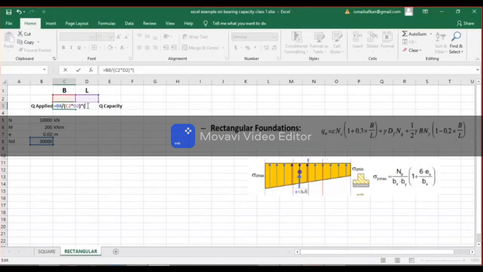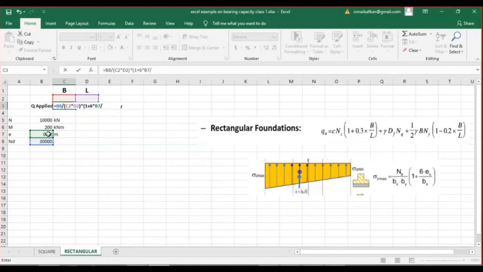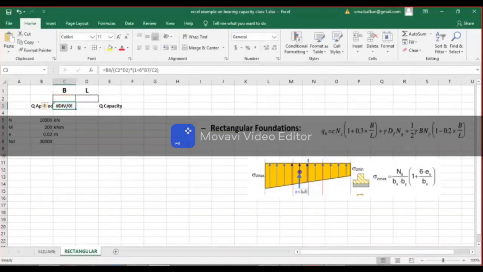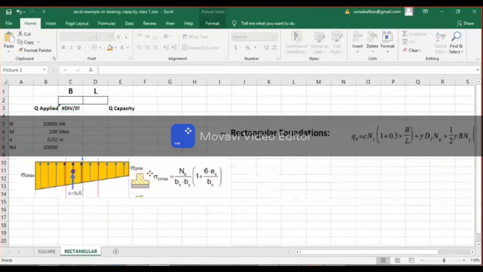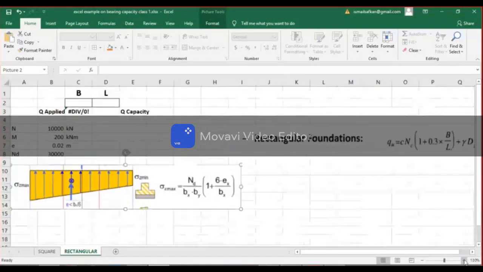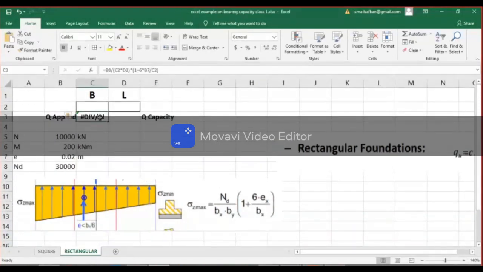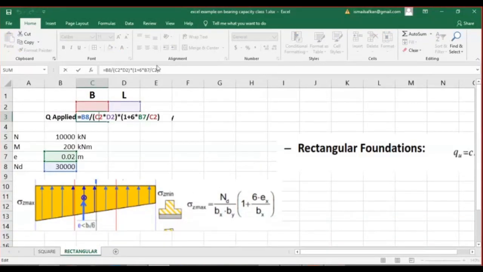Open bracket, 1 plus 6 times eccentricity, division with E again, close bracket, and say yes. Let me zoom in and show you what I did. I simply utilized the formula given here.